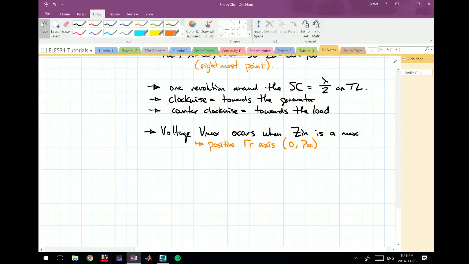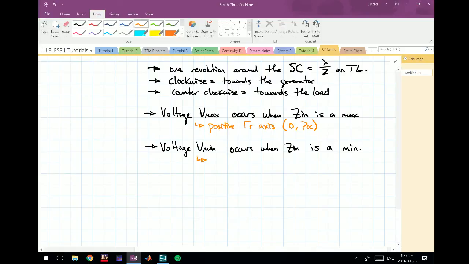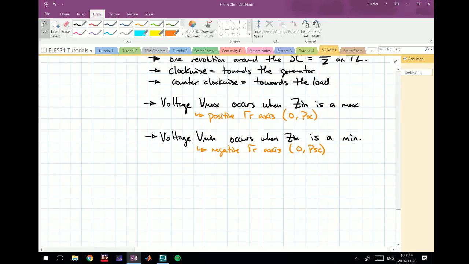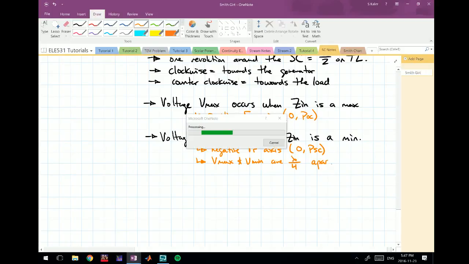Okay, so likewise we would have a point that is the voltage Vmin along the line somewhere. So this one occurs when Zin is a minimum. So where is it a minimum? I mean, if one is POC, one would imagine that the other one would be at PSC. So this is going to be at the negative gamma r axis. So this is going to be at 0 and PSC. And you should also note that every Vmax and Vmin are lambda over 4 apart. Now we know this from basic electromagnetic theory as well, when we said that adjacent minimums or maximum values are at lambda over 2, therefore every adjacent maximum and minimum would be at lambda over 4.